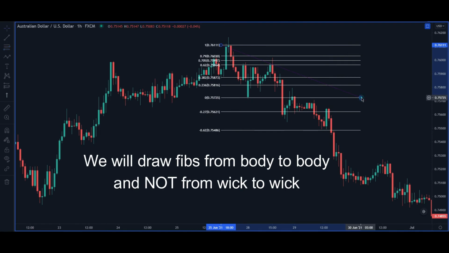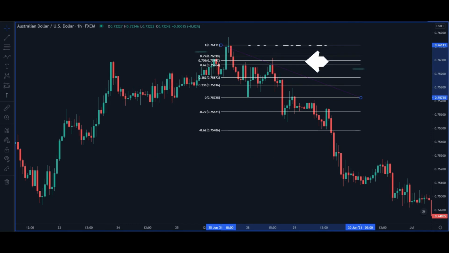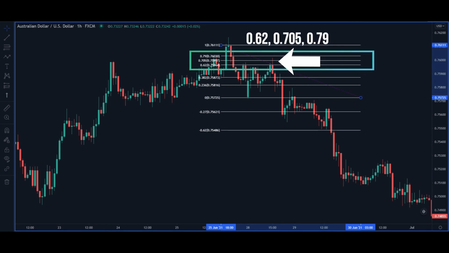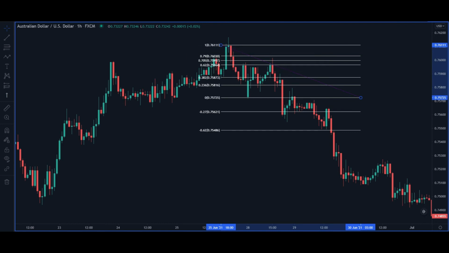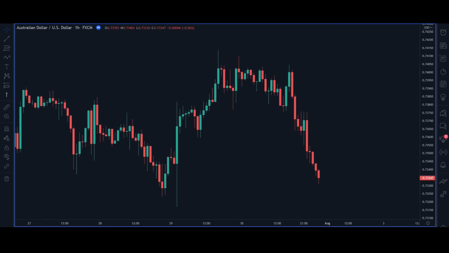here at the bottom. And then you will wait for price to bounce or react from the 0.62, 0.705, or 0.79 fib retracement levels. And just like the buy trade earlier, you can set your take profit on the 0 level, the negative 0.27 level, and the negative 0.62 level.